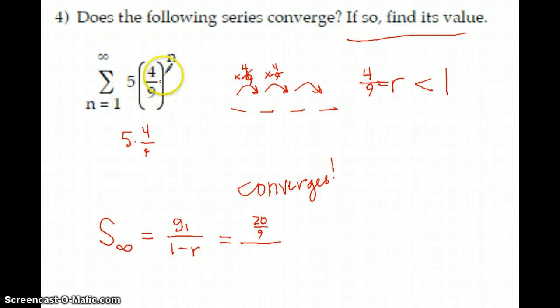divided by 1 minus r. Well, this is G sub 1, by the way, in case you look at this later. 1 minus r then is 5/9, if you think about that. 20/9 divided by 5/9 is like 20 divided by 5, and that, my friends, is 4. That's a nice convergent sequence. Series. It's a nice convergent series.